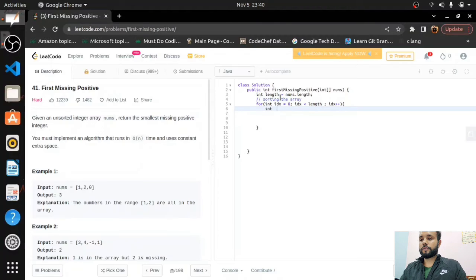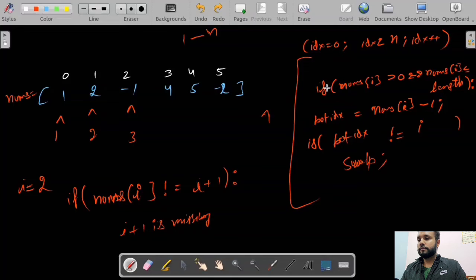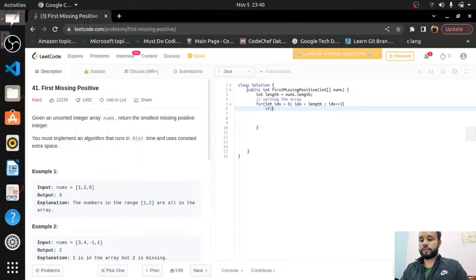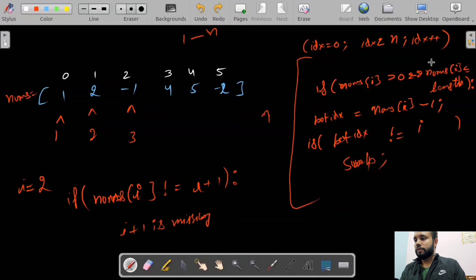If you remember, this was our first step, to check if the number is in range. So we are going to say if nums of i is greater than 0 and nums of i is less than or equal to n, 1 to n, that is, less than or equal to length, because we are using the word length instead of n here.